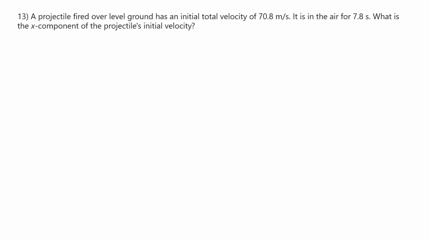All right, for problem number 13, it says a projectile fired over level ground has an initial velocity of 70.8 meters per second. It is in the air for 7.8 seconds. What is the x component of the projectile's initial velocity? This is in your notes.